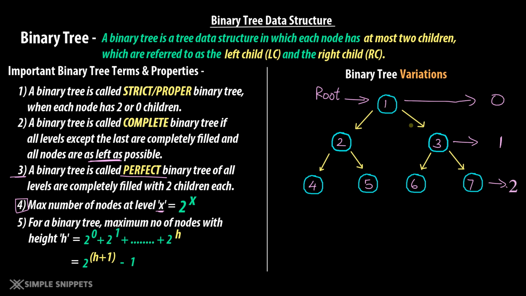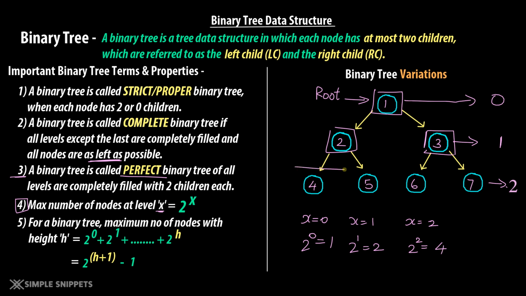So let's test this at level 0. When x equals 0, what is 2 raised to 0? It is equal to 1. So you can see we have only one node at level 0, which is obviously the root node. When x equals 1, we have 2 raised to 1, which is equal to 2. So at level 1, you can see we have a maximum of 2 nodes. Obviously, below the root, we can only have 2 nodes as the maximum, because that's the definition of a binary tree. When x equals 2, it is 2 raised to 2, which is 4. So at level 3, you can see it is completely filled, which means you cannot add more than this number of nodes, and this number is 4. So this is a basic formula.